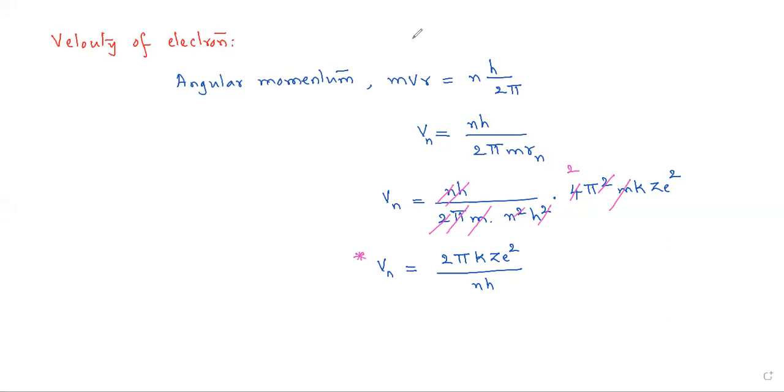Now, even here also, substituting things other than the Z and the n, let us see what we get.